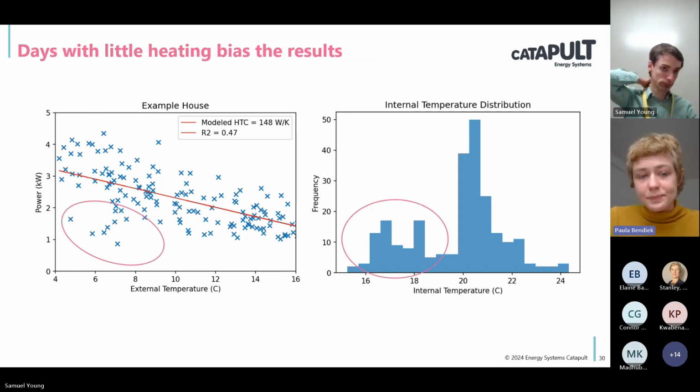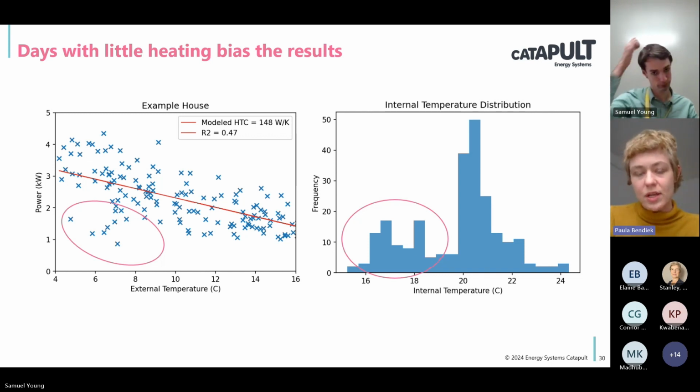We think that the reason for this is that there are some days where there's very little heating. As you can see on the graph on the right-hand side, where we can see the internal temperature distribution, there are some days where the internal temperature is only about 16 to 18 degrees.